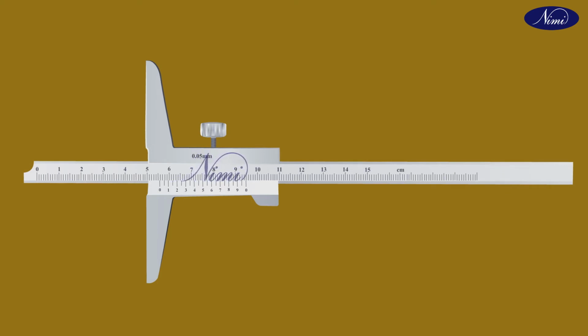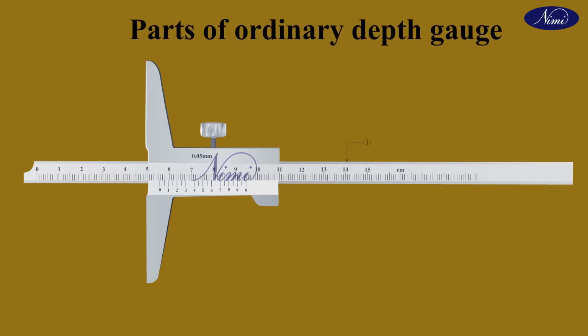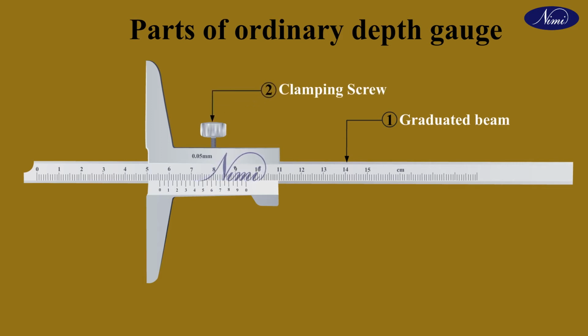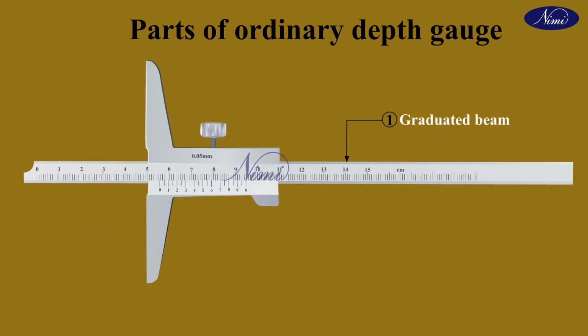Next, we will see the parts of the ordinary depth gauge. Number 1. Graduated beam. Number 2. Clamping screw. Number 3. Scale, that is steel rule. Number 4. Base. Now we will see them one by one in detail. Number 1. Graduated beam. The beam with main scale graduation is the sliding member or part.